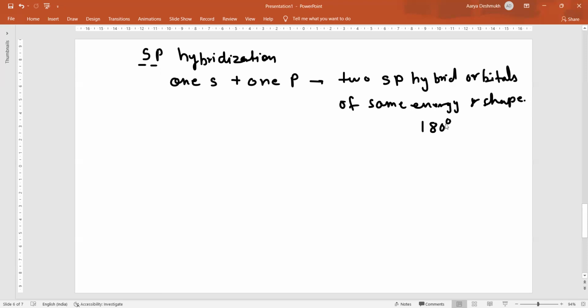In case of sp2 it was 120, and in case of sp3 it was 109 degrees 28 minutes. Now the other two p orbitals do not participate in the hybridization, and they are at right angles to the hybrid orbitals. Now this can be explained by taking the example of the acetylene molecule, C2H2, that is acetylene or ethyne.